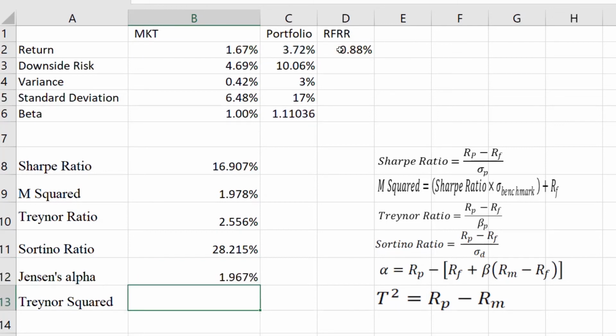The last calculation is Treynor Squared, that is equal to return on the portfolio minus return on the market. These are the tools that we can use to evaluate portfolio performance. If we have multiple portfolios, then we can better explain these ratios, that what the answer shows. The answers basically show that what we have earned extra from the risk-free rate of return and compared it with the risk of the portfolio.